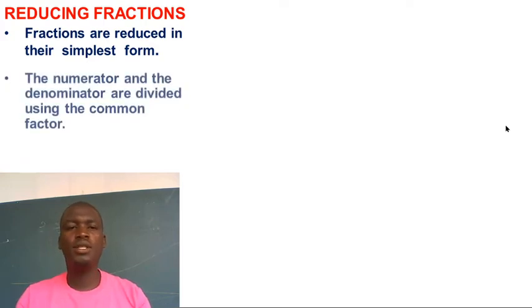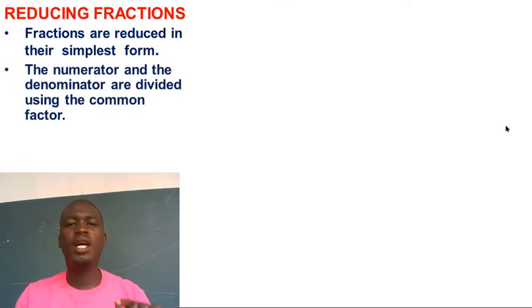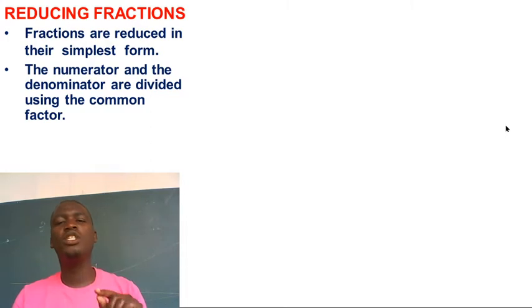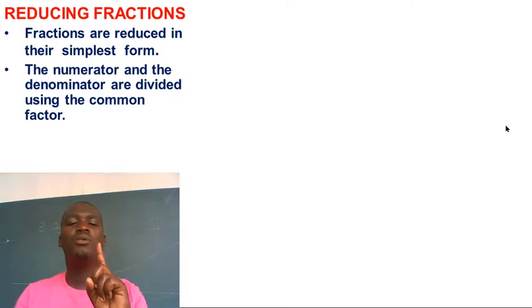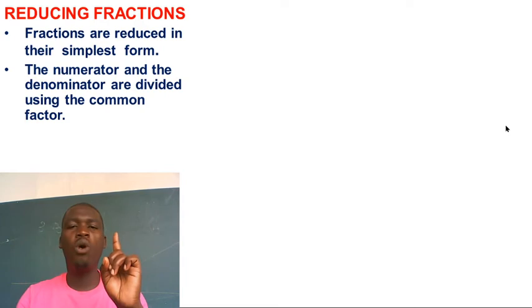Next, the numerator and the denominator are divided using the common factor, which means only one number. I've not said common factors. Here we say common factor, which means you pick only one.